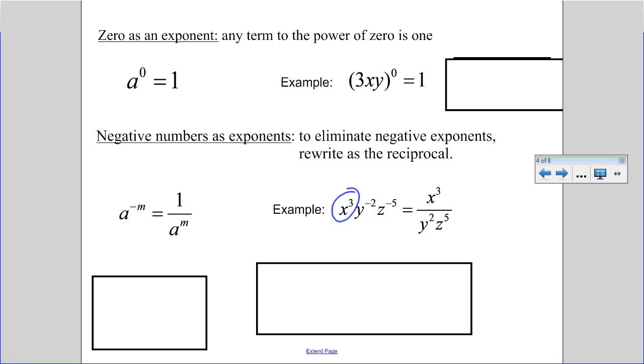That anything to the 0 power is 1. So we did the paper fold. If we have a piece of paper and we do 0 folds, we have 1 rectangle. So whether it's a variable, a piece of paper, whether it's an entire expression.